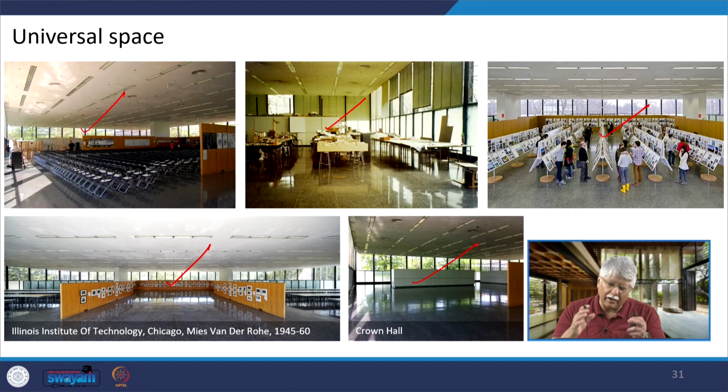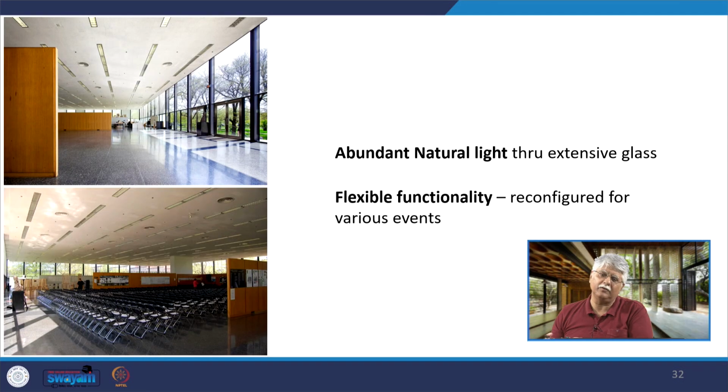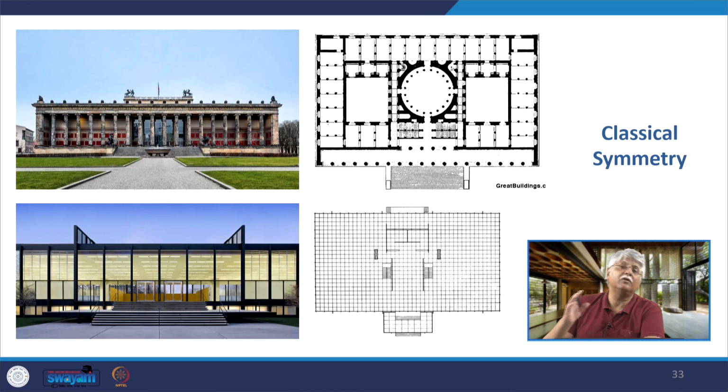So this idea of universal space started taking root in the mind of Mies van der Rohe, and several buildings he did later on where he continued using the concept of the universal space. There is abundant natural light here because of the extensive glass, and there is flexible functionality. There is also classical symmetry.